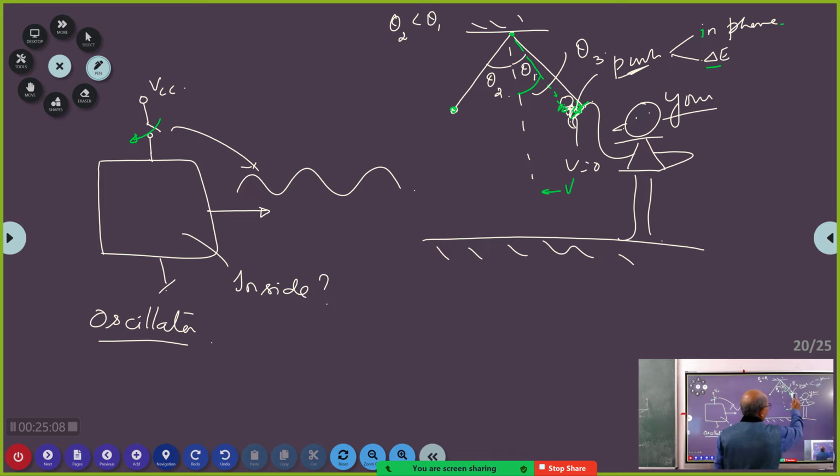See, the body was here, it came here and it stopped here, correct? That means when it was here, its energy was mgh1. Now its energy is mgh2, correct? Everybody say yes or no.